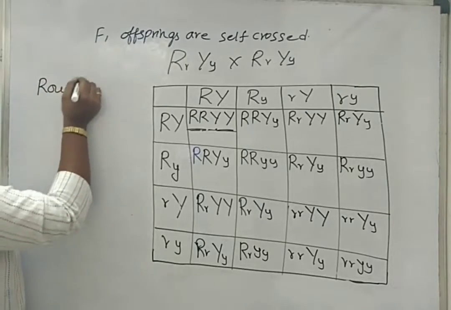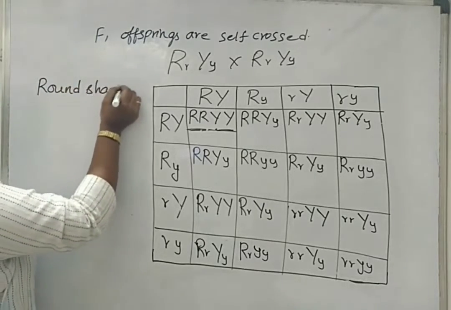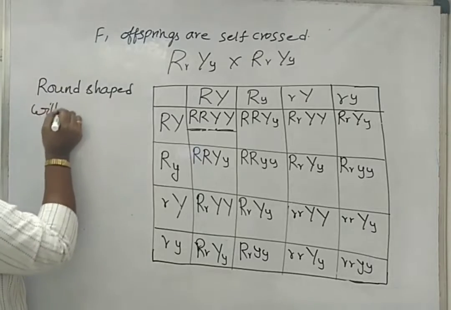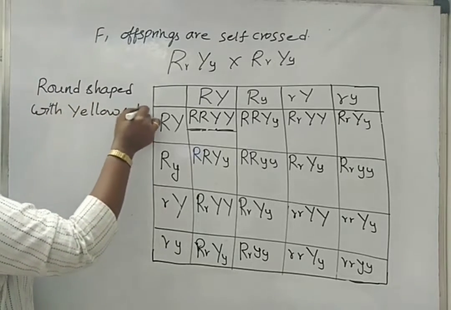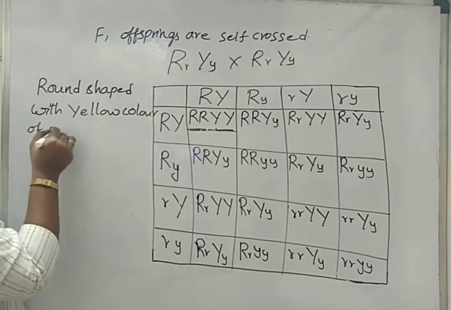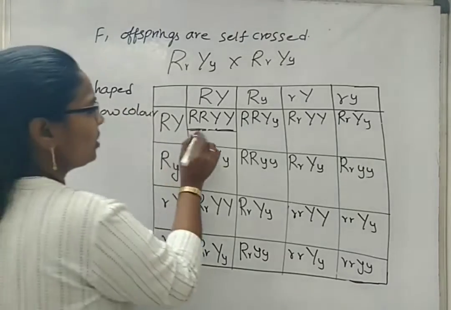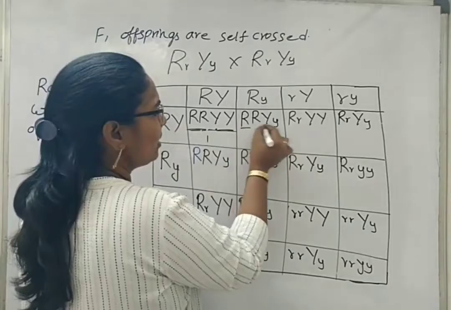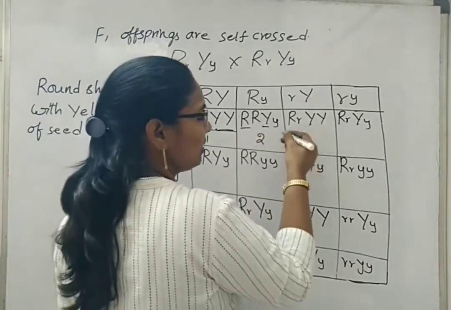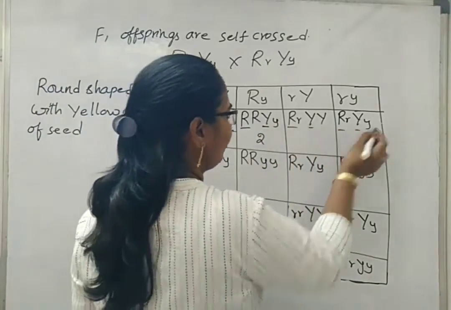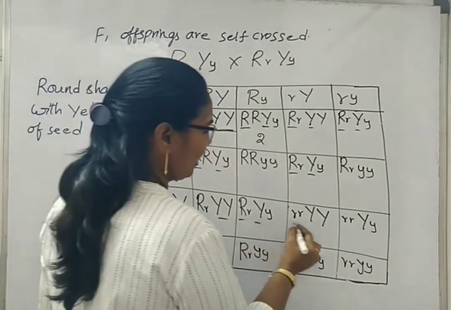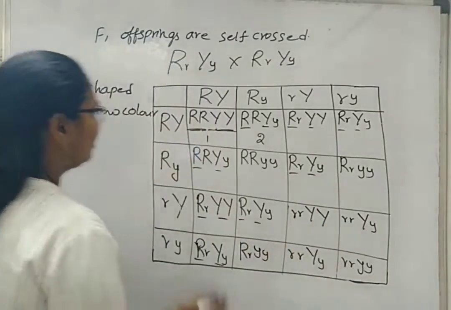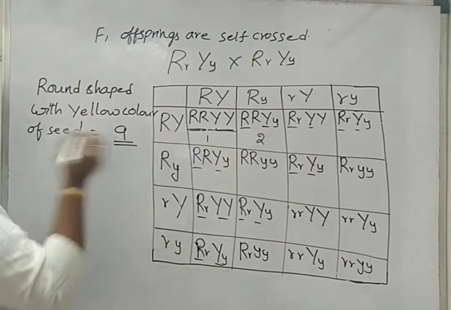Round shaped with yellow color of the seed. How many are there? So this one, 1, 2, because here there is one dominant allele of both the different types of phenotypic characters. 3, 4, 5, 6, 7, 8, 9. That number is 9.